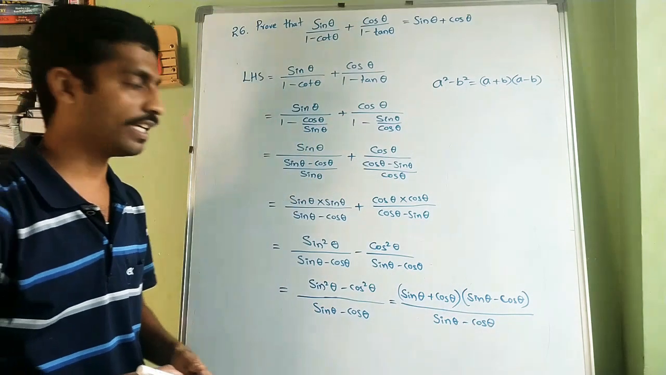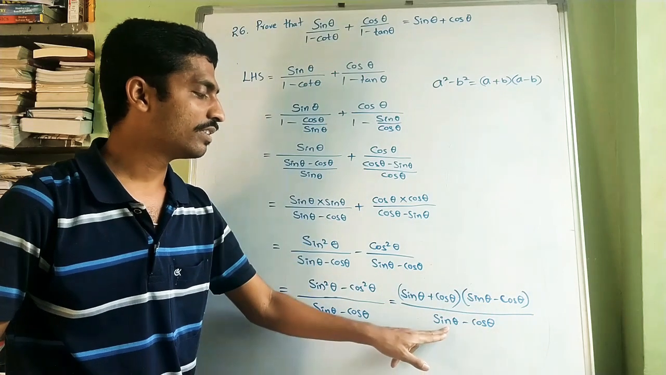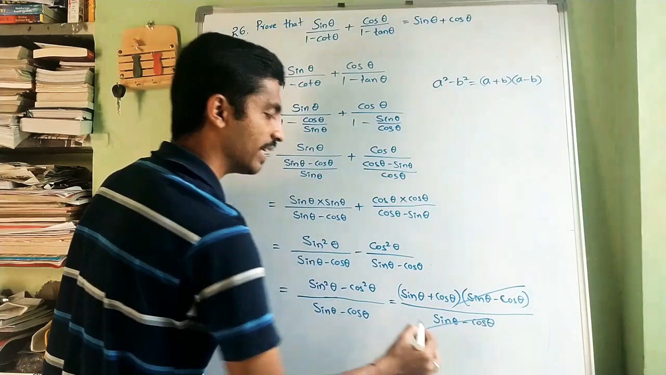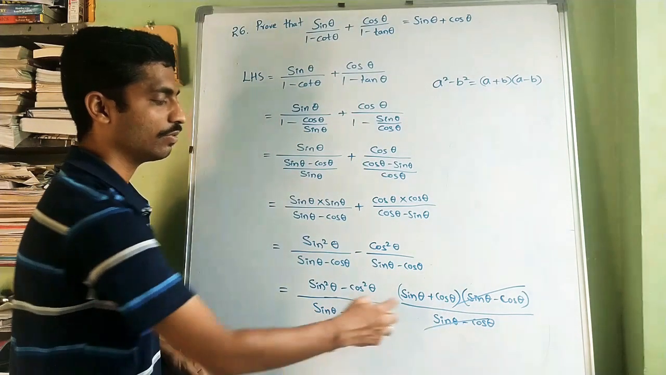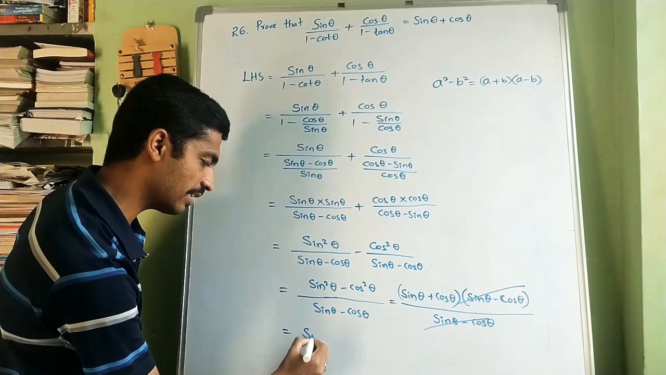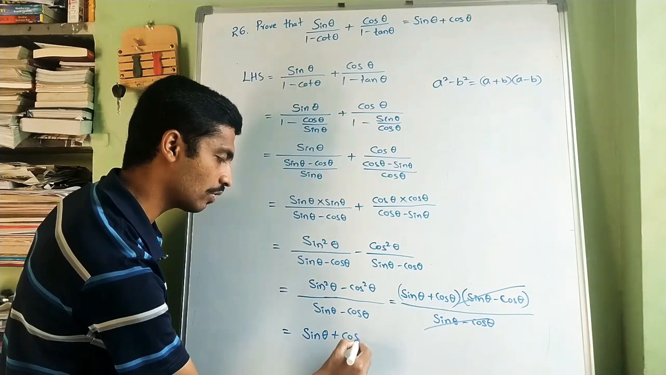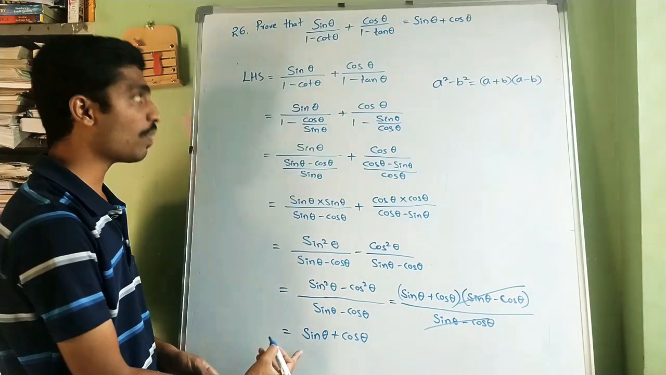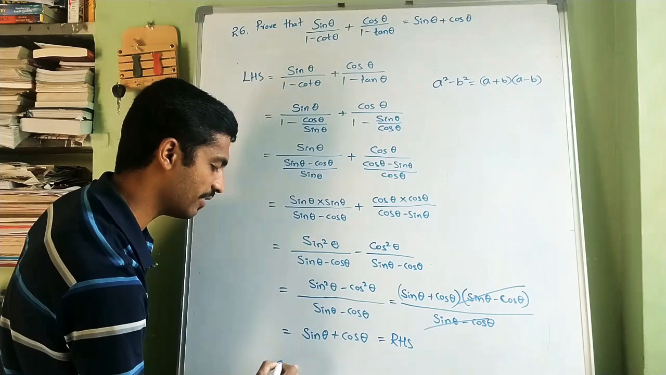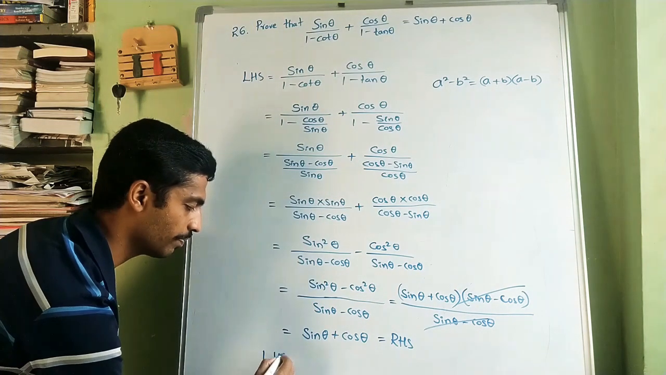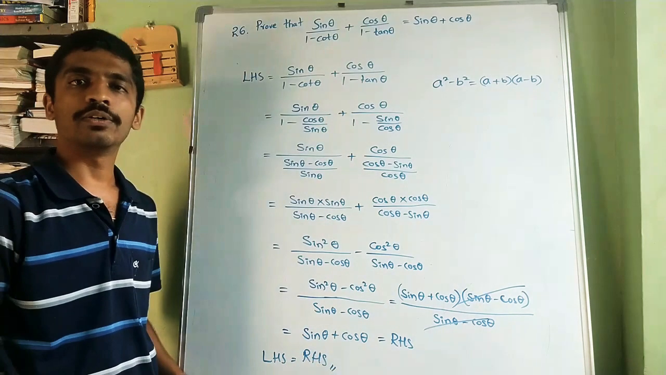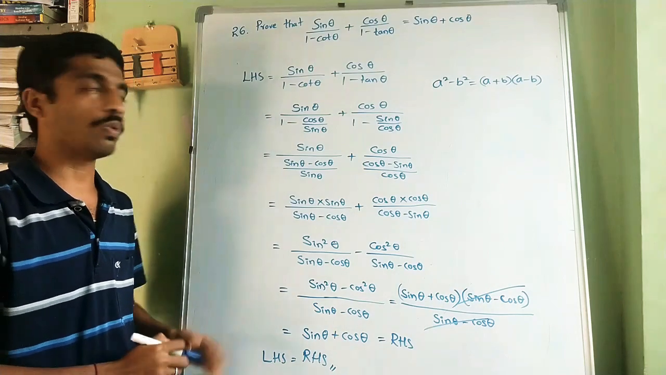So clearly observe here, sin theta minus cos theta in numerator and denominator are the same terms, so they will get cancelled. So what is left? Sin theta plus cos theta. So here I will write sin theta plus cos theta. Sin theta plus cos theta means what? That is our RHS. So at the end you can write LHS equal to RHS. Okay.